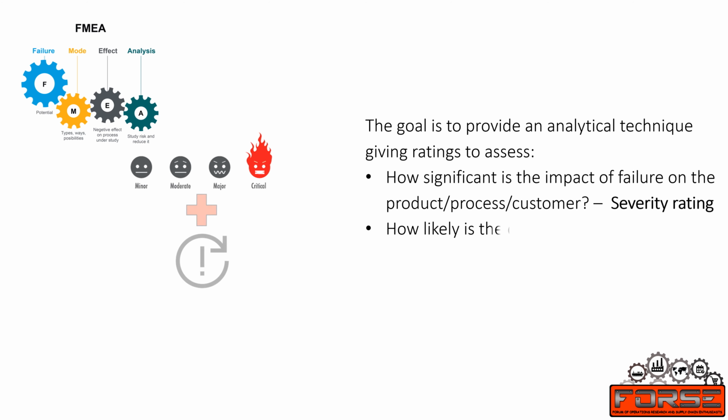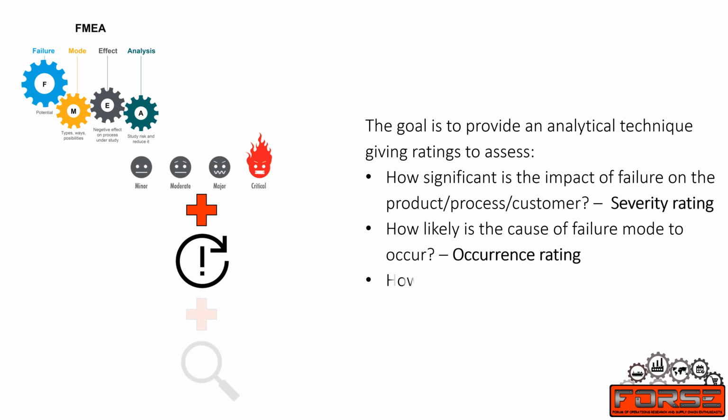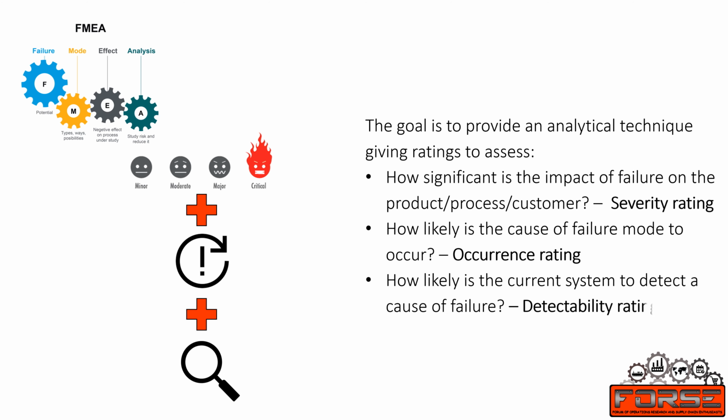How likely is the cause of failure mode to occur? This forms the occurrence rating. How likely is the current system to detect a cause of failure? This forms the detectability rating. Let's understand each of these ratings in detail.